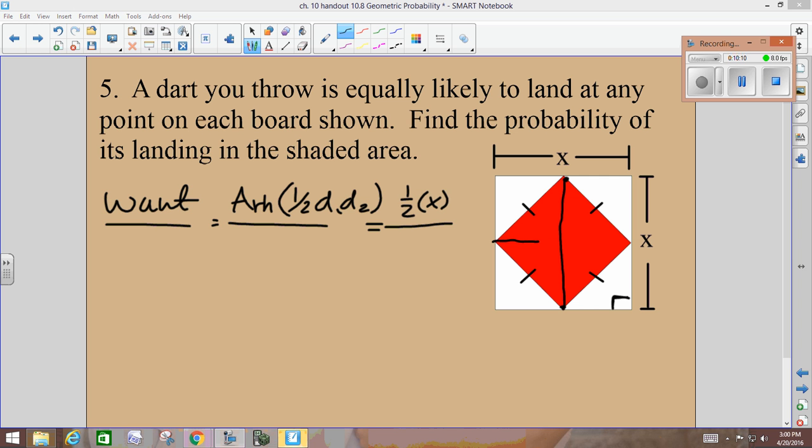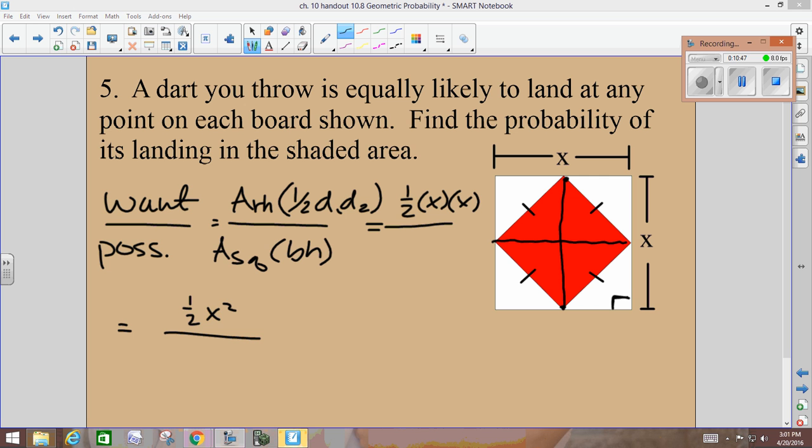And how about the other diagonal, the horizontal one? What would that length be? X, good. Well, what's 1/2 x times x come out to be? What's x times x? So wouldn't this just be 1/2 x squared? Okay, that's where we want it to land. But it could land anywhere on that dartboard. What's the shape of our dartboard? That's the outside figure. A square, good. So how do you find the area of a square?